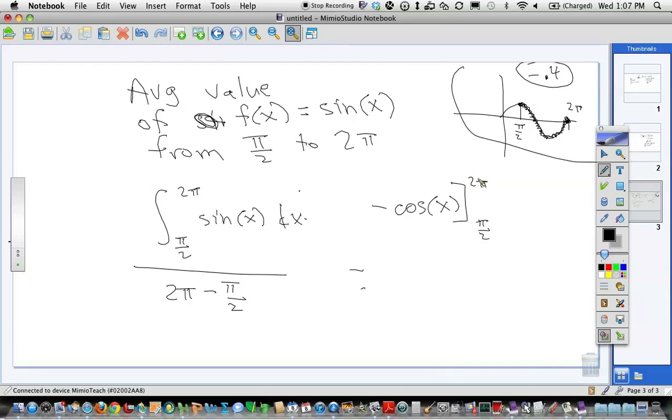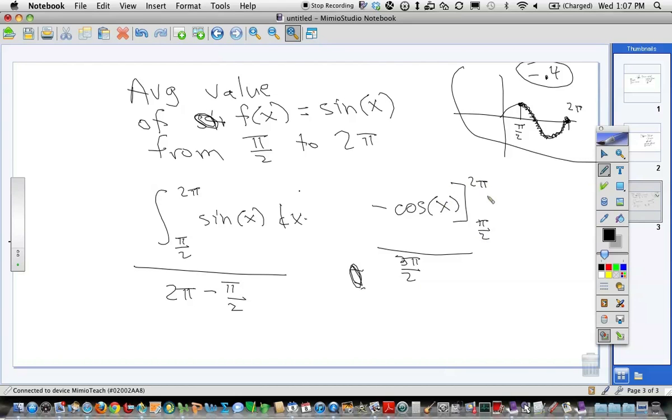We don't need this. Anytime we do fundamental theorem part 2, we don't need the c. We do not need the plus c because when we subtract them, we're just going to subtract the c's out of it. Okay? All right. And what's 2 pi minus pi halves? 3 pi halves. Sometimes we forget the bottom piece, so don't forget that bottom piece. So that'd be 3 pi halves on the bottom.